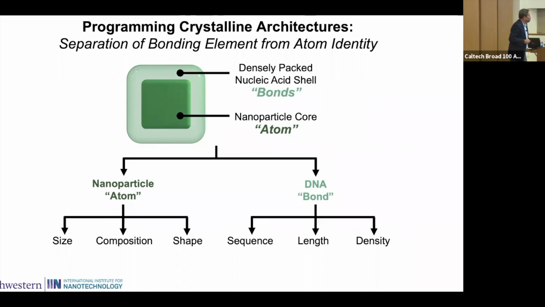So the key here is, because we separate bonding element from atom identity, we can independently control the size, composition, and shape of the atom or the nanoparticle, and the characteristics of the bond: the sequence, the length, and the density. Density is important because this doesn't work unless you have high density structures on these particles, because that forces the oligonucleotides to stand upright and adopt the shape of the central particle core.